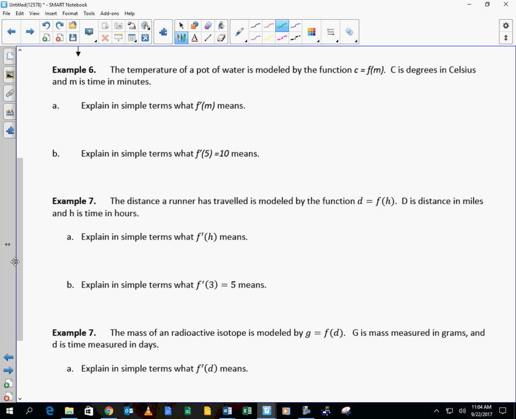She turns it on. It says that the temperature of the pot of water is modeled by the function C equals F of M. C is degrees in Celsius. She's a metric freak, so she's not going to go Fahrenheit. And M is time in minutes. So it says, explain in simple terms what F prime of M means.